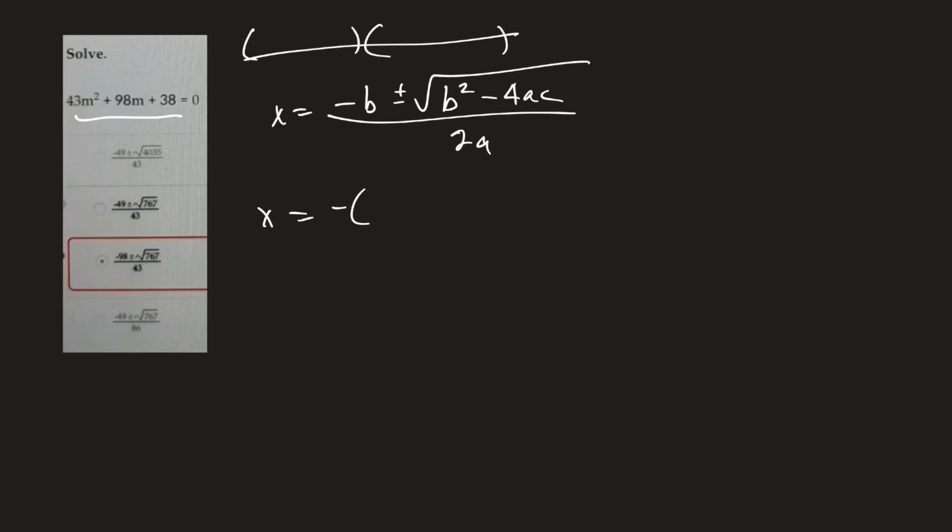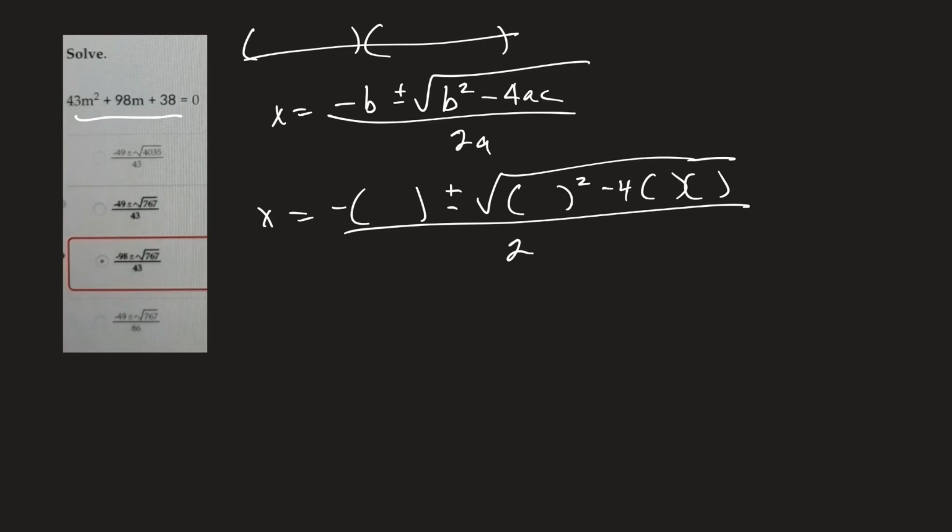So x equals a minus something plus or minus something squared minus 4 times a couple of somethings all over 2 times a something. Okay, b is 98, so it's 98, 98. A is 43, and c is 38. And 2 times a is 43. Okay, so it'll give me a negative 98 plus or minus the square root of all of that. That's going to have to be a calculator thing. I'm going to pause to come up with that number.